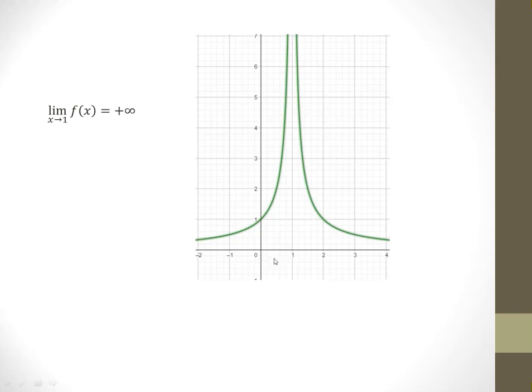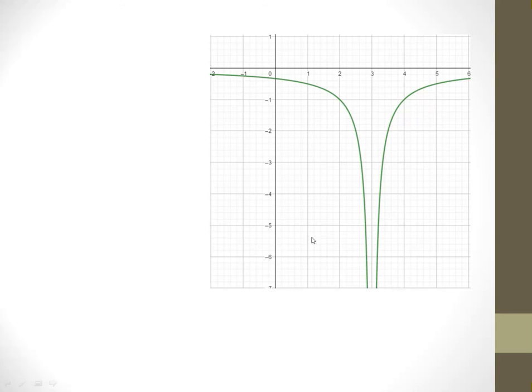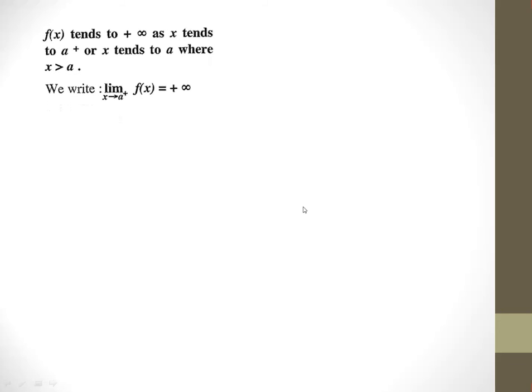As in this example, as x goes very close to 1, the limit of f of x when x tends to 1 equals infinity. When x tends to minus 3, it equals minus infinity, going down without any bound. The limit of f of x when x tends to 3 equals minus infinity, going down without any bound.